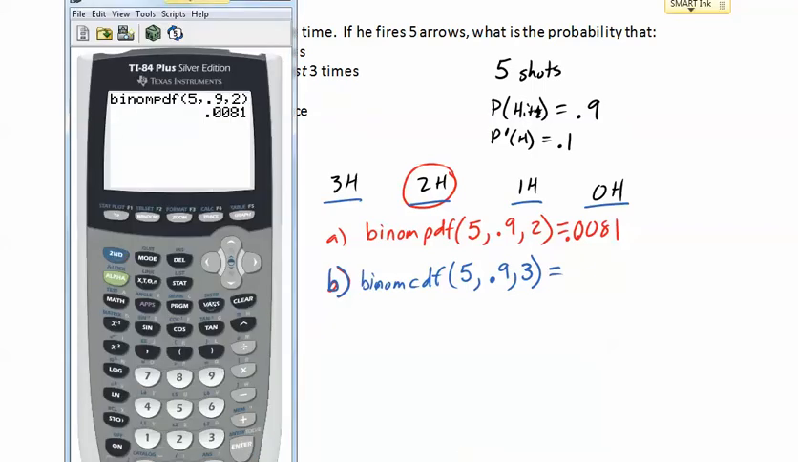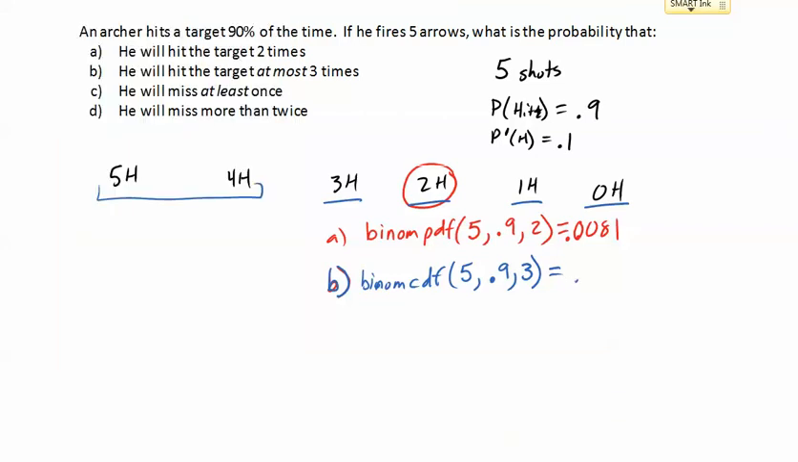So we're going to go second vars to get the distribution. It's alpha B for the CDF. And so then I can type in 5, 0.9, and 3. And I get a slightly higher probability, which is 0.0815.